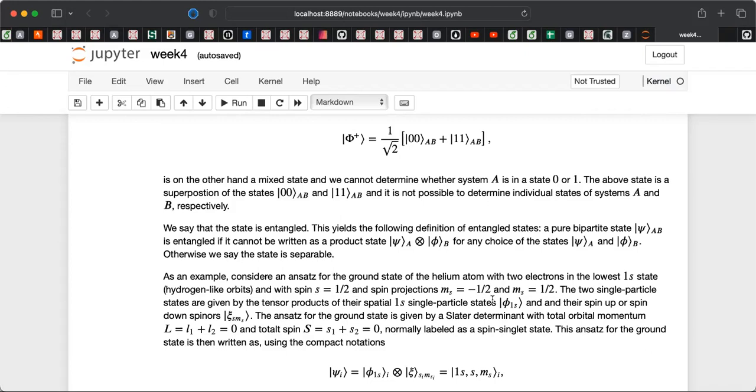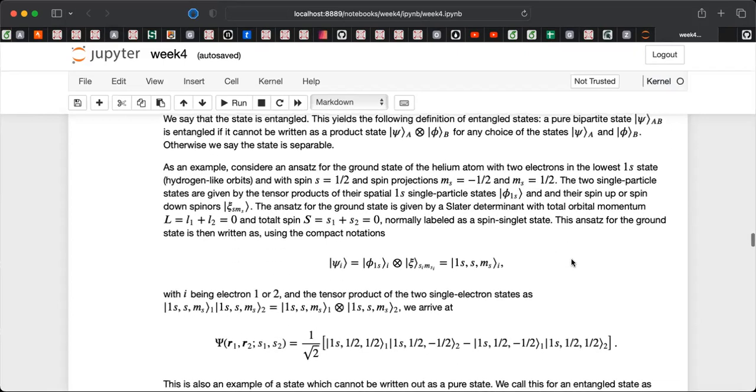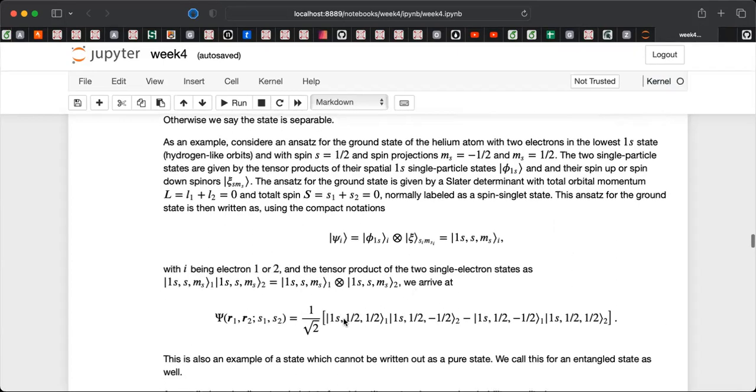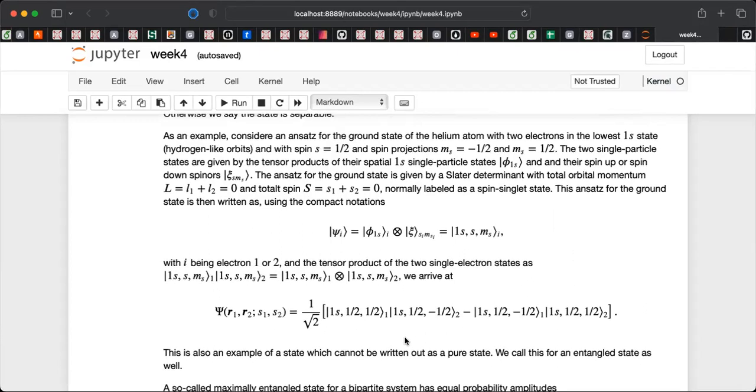These single particle states, you could now think of electron 1 being system A and electron 2 being system B. This is actually not a very good usage of what we might call separate systems, because it belongs to the same system. But in that case as well, the total wave function, when you make an ansatz for it in terms of these single particle states, is actually a system which cannot be written out as a product of just these single particle states. It's actually a linear combination. And this would also be an example of a state which we would call an entangled state.